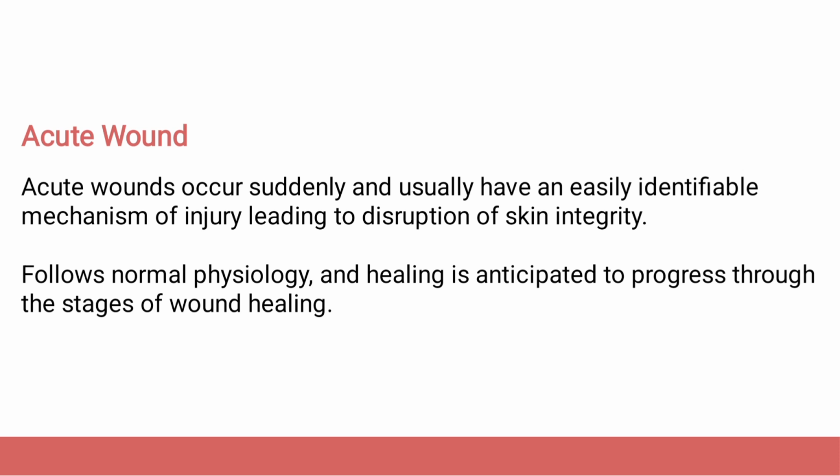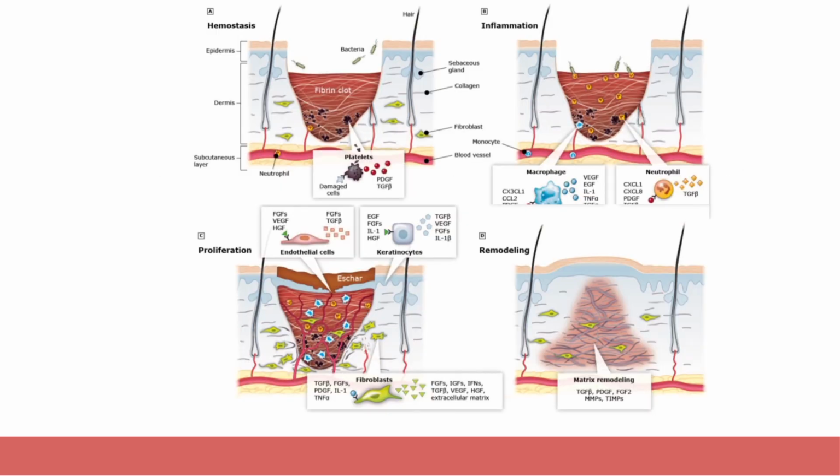So what is an acute wound? They occur suddenly, and usually they have an easily identifiable mechanism of injury that causes the disruption of the integrity of the skin. The most important thing is they follow the normal physiology of wound healing, and they follow the normal stages of wound healing.